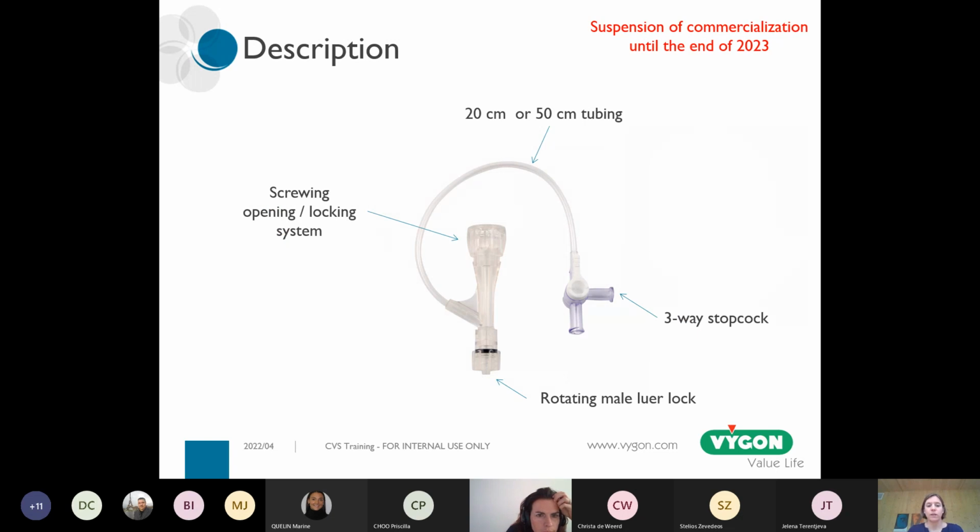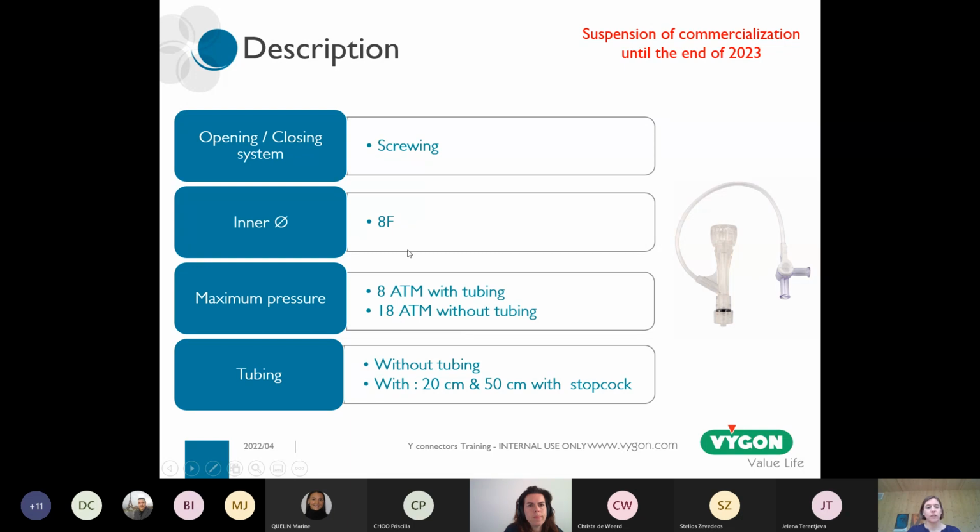So this is a screw opening closing system. It has a 20 centimeter or a 50 centimeter tubing and a two-way stopcock. The inner diameter is 8 French, and the maximum pressure is 18, without tubing, sorry. This device is sold without tubing and with tubing with stopcock.